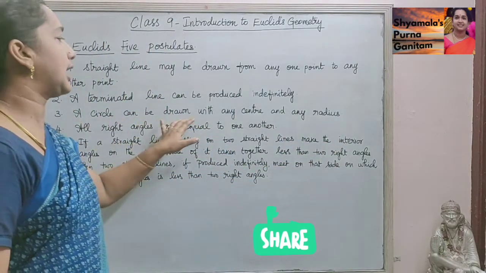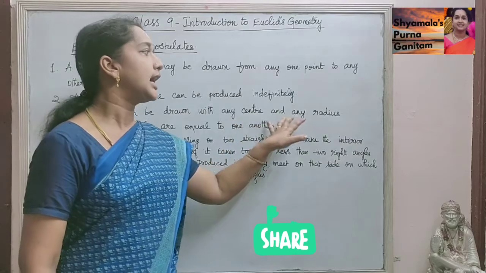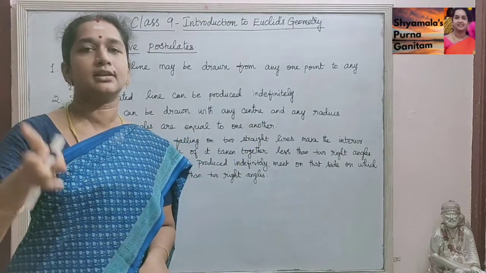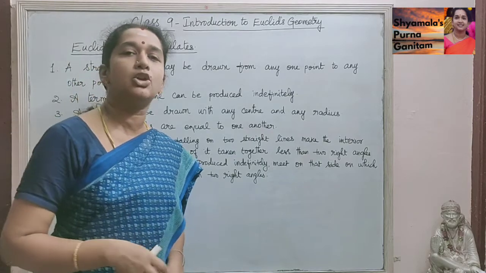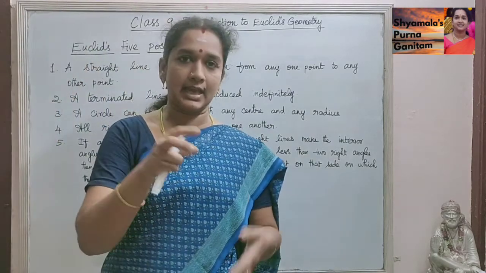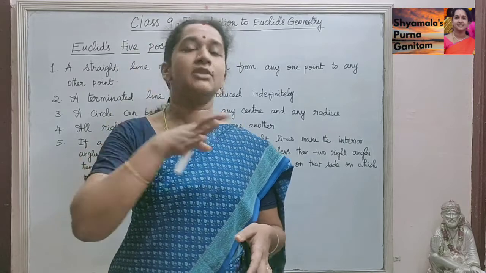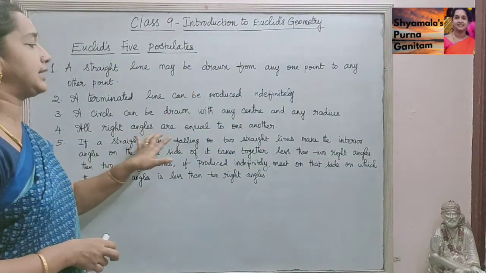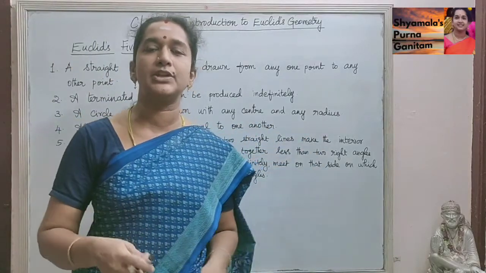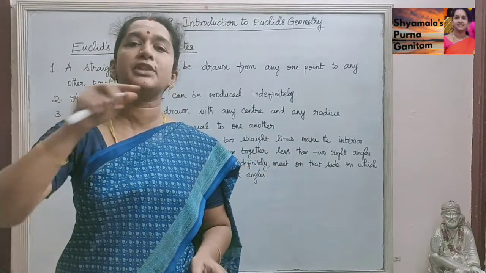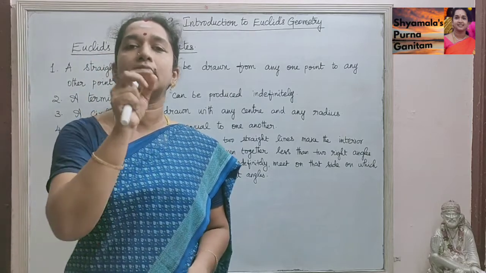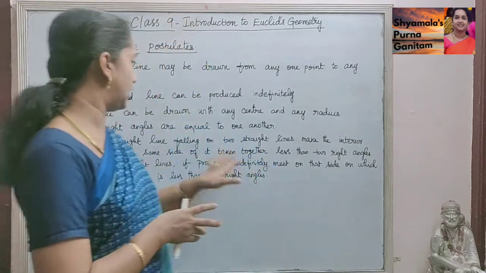Then, a circle can be drawn with any center and any radius. So if you keep a point, we can draw a circle, and that circle also can be drawn with any radius as the measurement. With anything we are able to draw a circle. Okay. All right angles are equal to one another. Obviously, even if the lengths of the rays are different, if we see the angle, a right angle, all the angles will be equal.